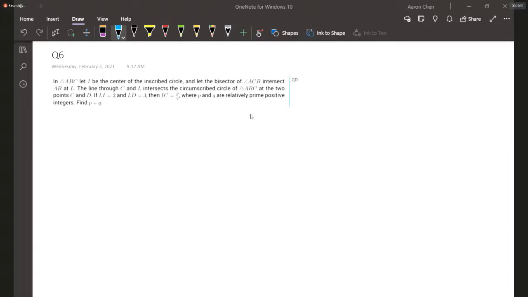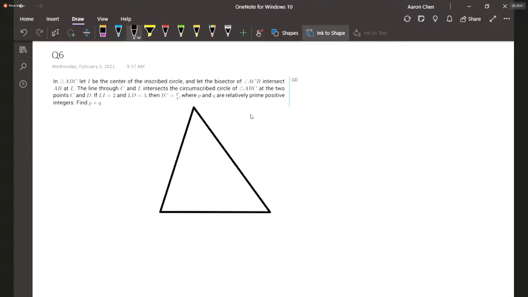All right, so I'm going to start covering this problem now. So you have triangle ABC, and then you let I be the center of the inscribed circle. And you let the angle bisector of ACB intersect AB at L.